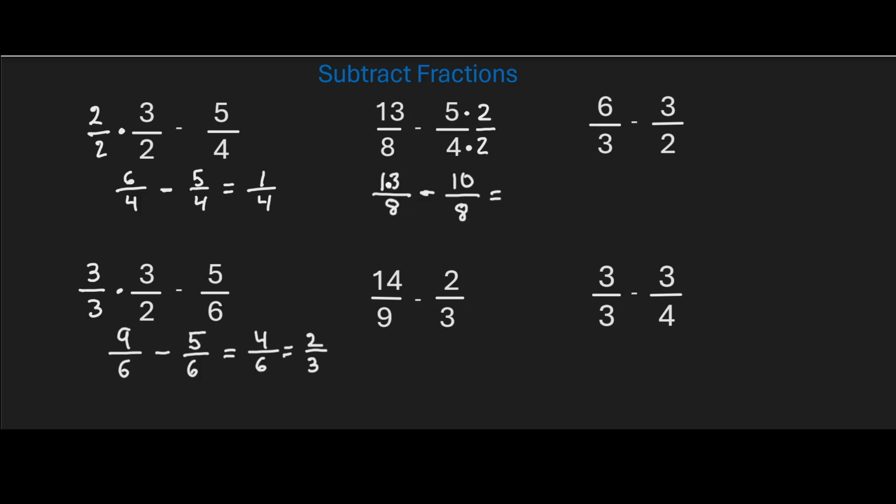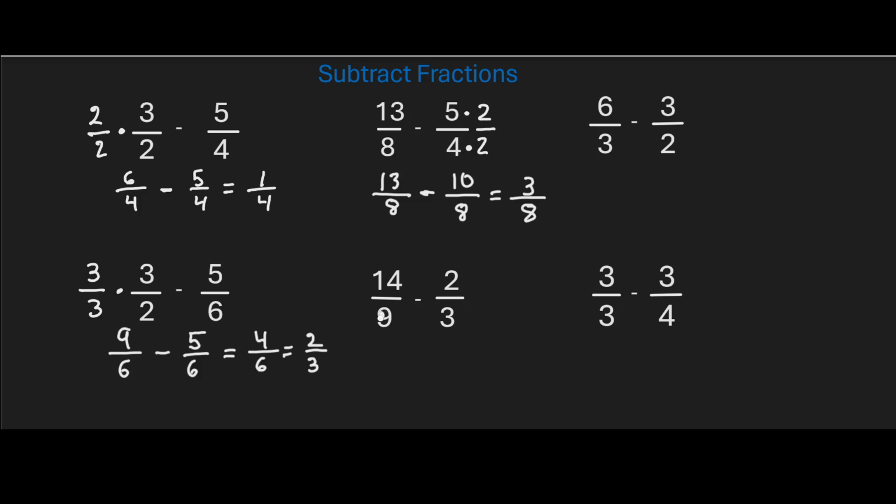In this case, we can subtract 13 minus 10, so you're going to get 3. And nothing will happen to the denominator. So just bring it over. Okay, the denominator is going to stay the same. So the answer should be 3/8. Okay, and we did multiply the fraction that is on the right side.